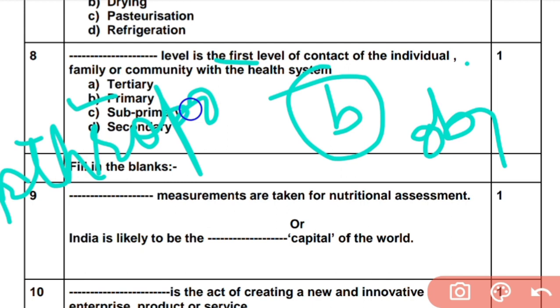Anthropometric measurements. These are the measurements taken of a child, all the measurements of a child are taken, and by those measurements we tally them with the normal measurements of a child.